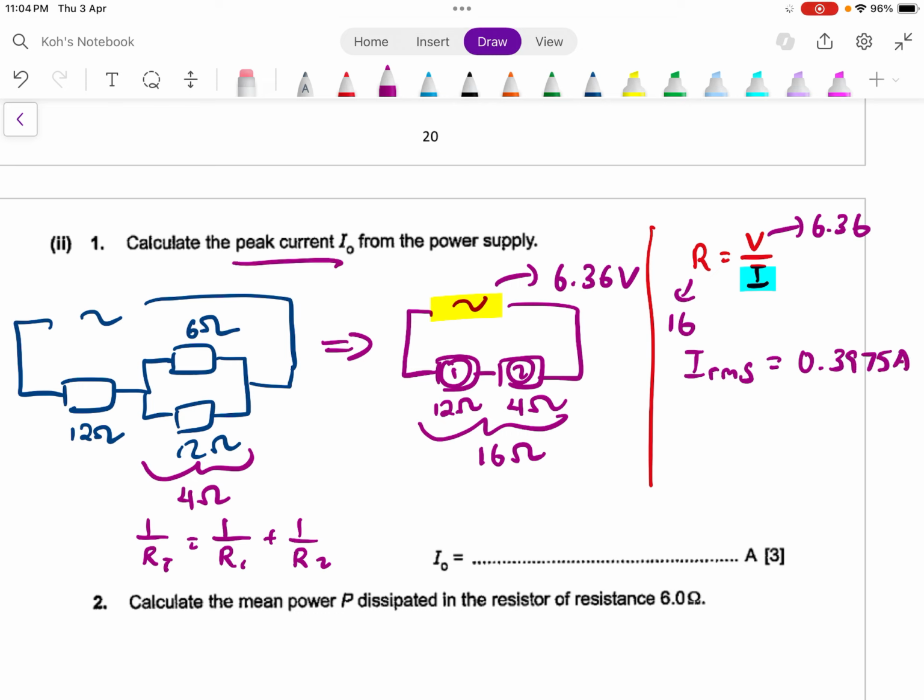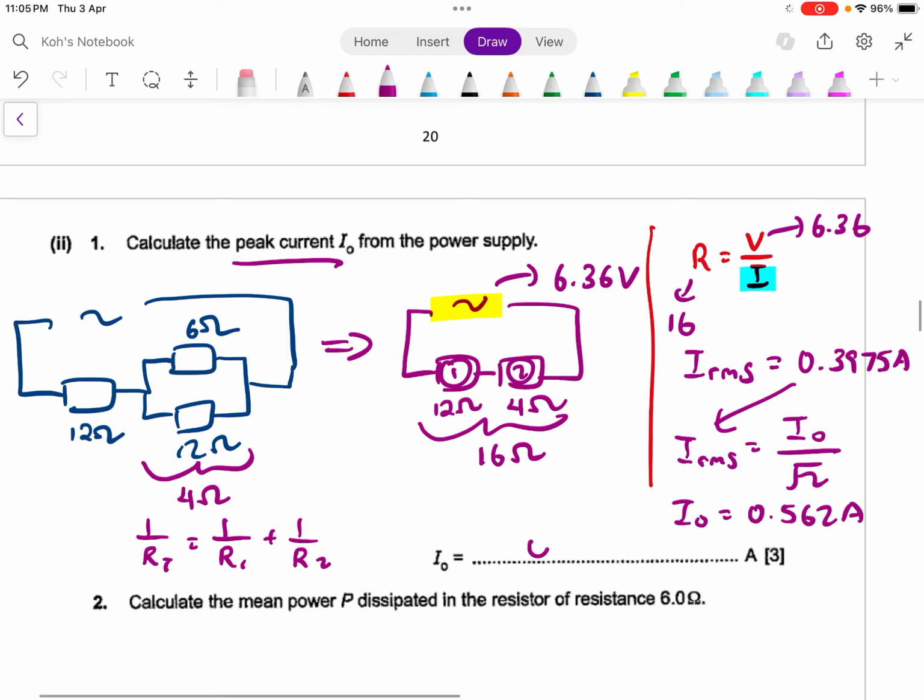But they want us to calculate what is the peak current. So peak current very simple as well. So IRMS is equal to I naught over root 2. So just multiply them together. So meaning the IRMS, 0.3975, multiplied by square root 2. So it's about peak current I naught is about 0.562 ampere. So that is the answer for this part.